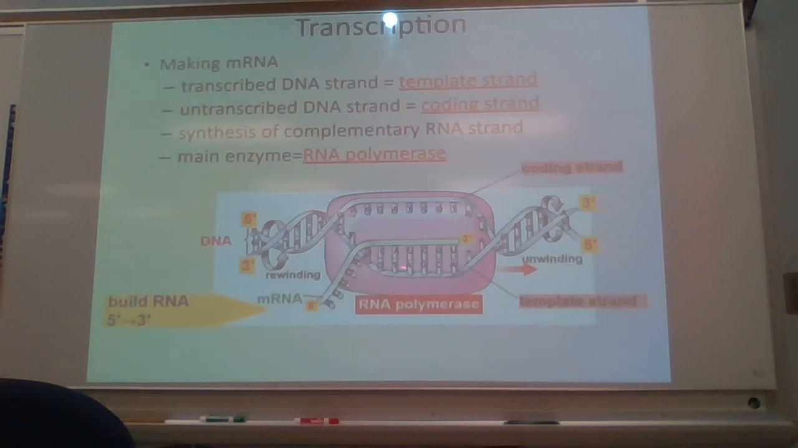The transcribed DNA is the half that we're using to make the copy of the RNA. The coding strand is the one across from it that's not really involved in the process. There's actually a lot of proteins, more proteins that are involved in this even maybe than replication. But the main enzyme that you need to memorize is RNA polymerase.